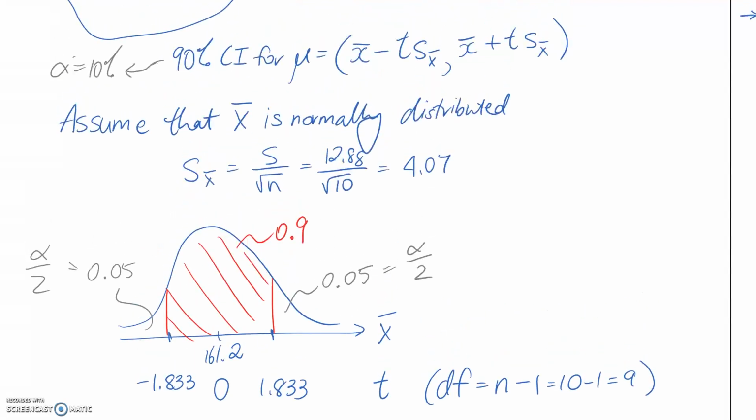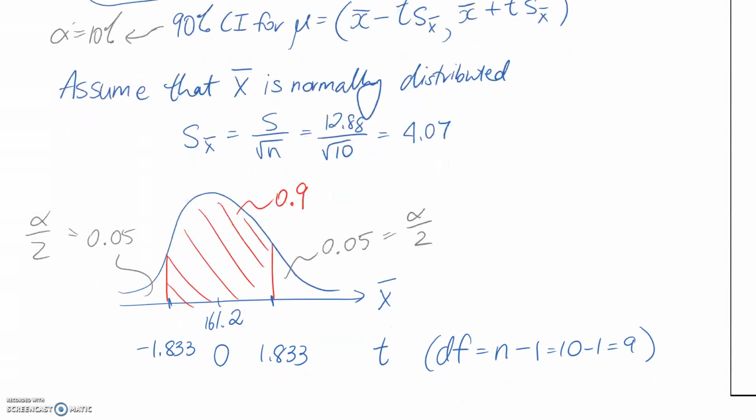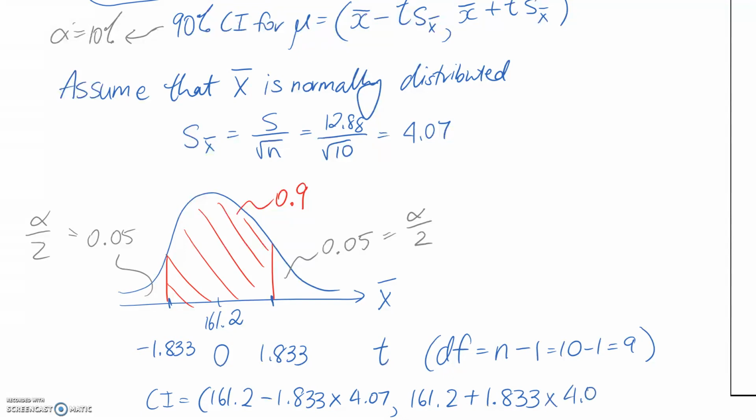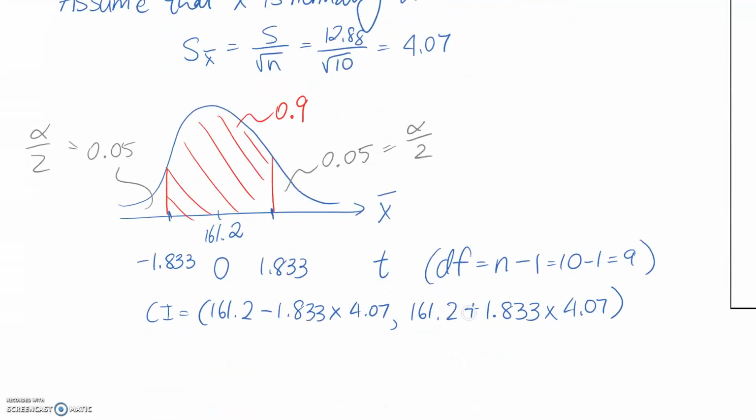Now we pretty much have all the information we need to figure out that confidence interval. We've got x bar, our sample mean of 161.2. The t-value we need is where this mark is drawn, the 1.833. And s x bar we calculated as 4.07. So let's substitute that in. Our confidence interval is 161.2 minus the t-value times that 4.07, and for the upper limit it just ends up with a positive value in here.